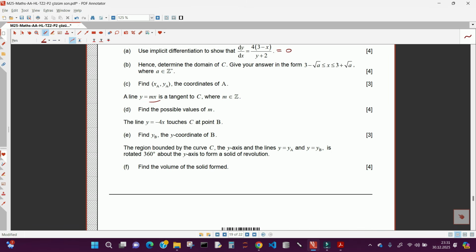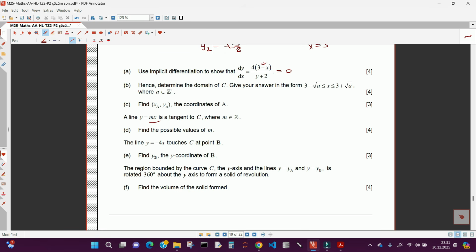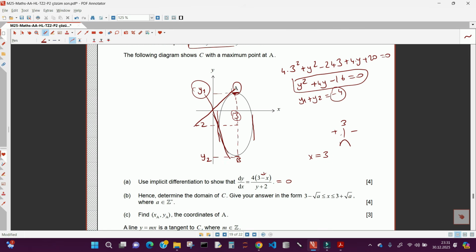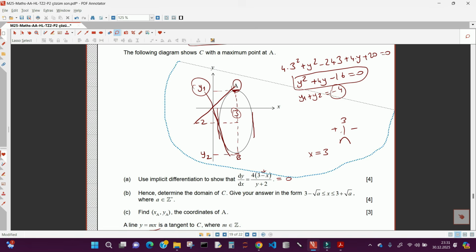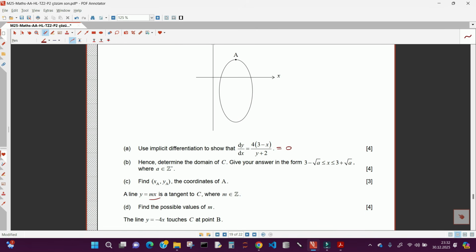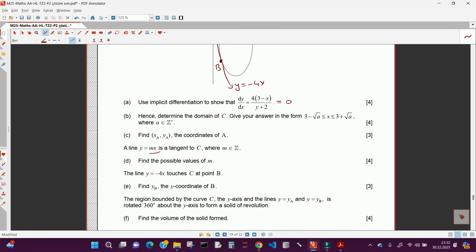Question A, find y sub b, the y coordinate of B. But first, it says the line y equals minus 4x meets the curve C at point B. So I will just delete this. Let's say this line passes through from here, and I know that the gradient of this line is minus 4, and the point in here is B. We're gonna find this point, right?